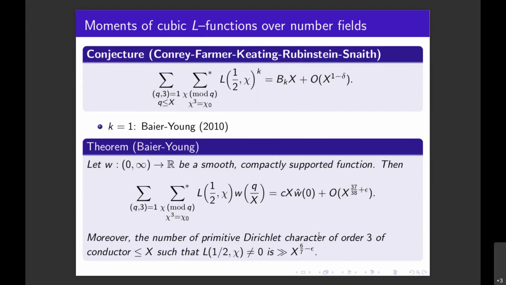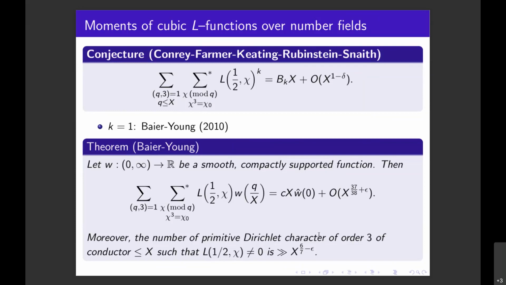So let's say that now we are in the family of cubic L-functions. There's a conjecture using the so-called recipe method of Conrey, Farmer, Keating, Rubinstein, and Snaith. These authors developed the recipe to predict asymptotic formulas for moments in various families of L-functions. Their methods are very robust, so they work in many families.